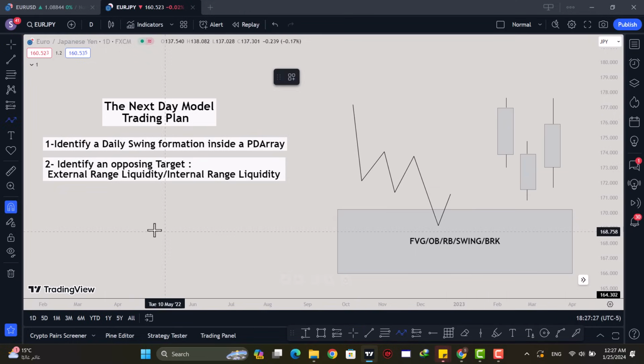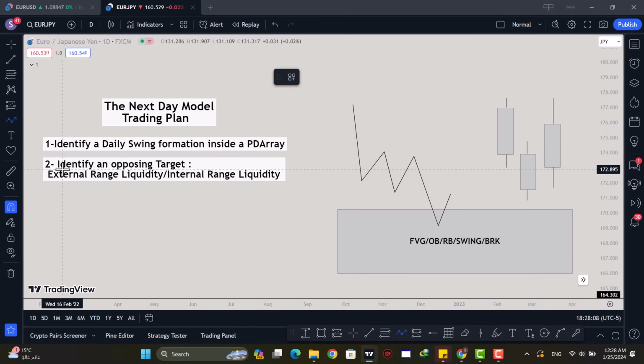So let me draw you an example right here. Let's start first with an external range liquidity target. So let's say on the daily time frame, and of course I forgot. So this fair value gap, this PD array, right? It can happen on the daily time frame. So let's take, for example, a fair value gap. That fair value gap can be a daily fair value gap, it can be a weekly fair value gap, or it can be a monthly fair value gap. So the PD array can happen on the daily and above. The swing formation can happen only on the daily time frame.